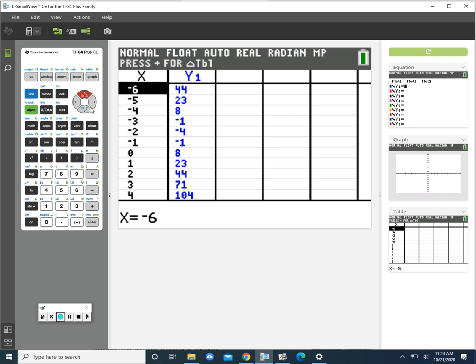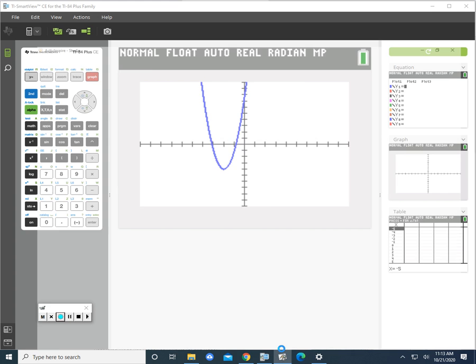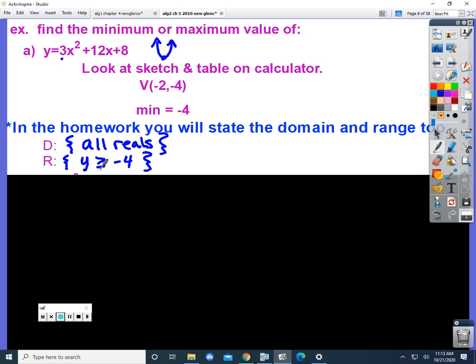The range, you can already see in the picture, let me go back to the graph, that not all the y values are being used. Like these y values are not being used. The y value starts being used at -4 and above. And so we're going to go back to write that down, we're going to say y is greater than or equal to -4, because all the y's up above -4 were being used and -4 was being used. So that's how you would answer the domain and range.